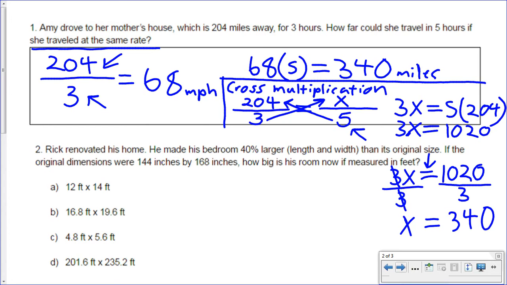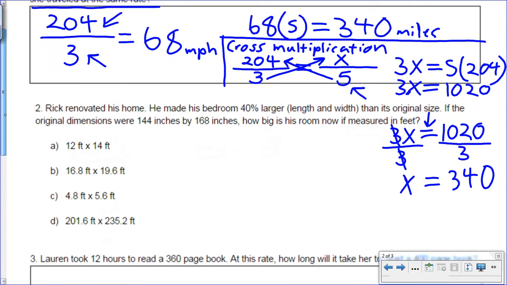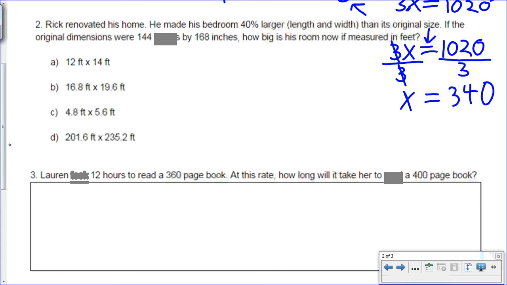So that is problem 1. So let's move on to problem 2. I just dropped the pen on the computer. So let's go ahead and give ourselves some room here.